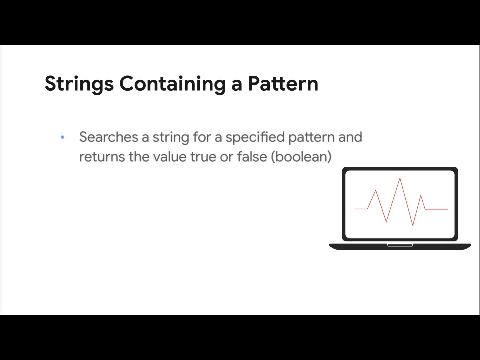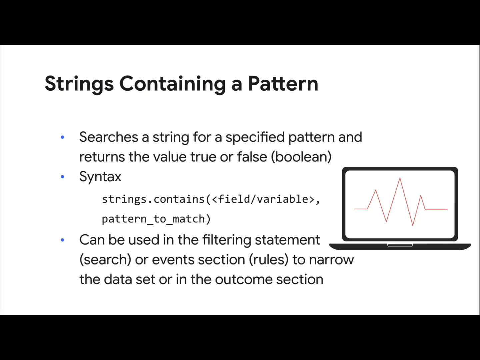If we had a pattern and wanted to search for it anywhere within the string, we could use the function strings.contains. If we find it, a Boolean value of true is returned. If it isn't, then false is returned. The syntax requires 2 arguments, the field or variable being observed, followed by the pattern that is being matched, which should be enclosed in double quotes. This function can be used in a search or rule to narrow the data set by placing it in the filtering statement of a search or in the event section of a rule, much like the function re.regex. It can also be used in the outcome section.